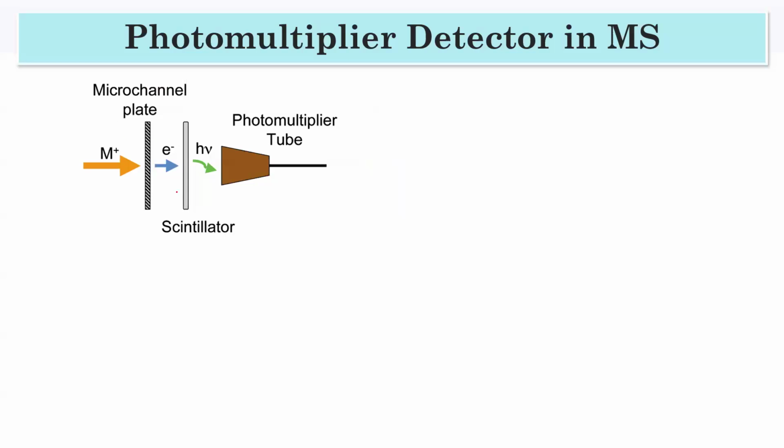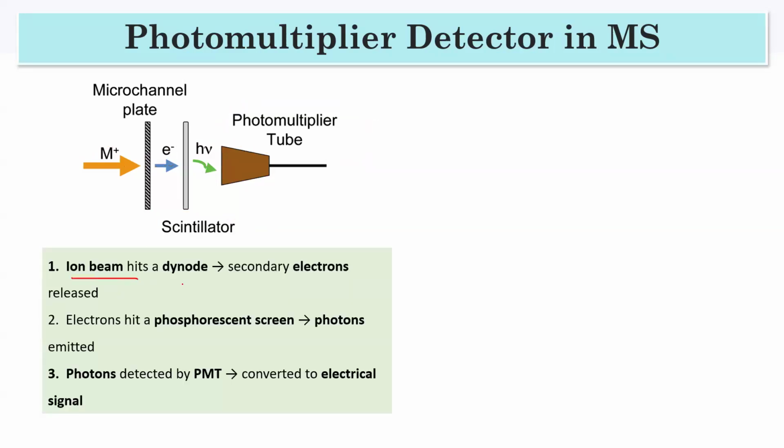Okay, so there is another one, the photomultiplier detector. In the photomultiplier detector, it is also similar, but in this case the molecular ions just hit some plate, and some electrons are released. This electron will hit the scintillator. A scintillator is like a plate which, when you hit it with electrons, releases some light. And this light will be detected by the photomultiplier tube.